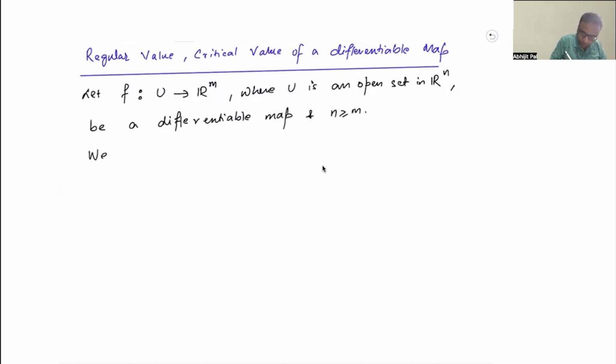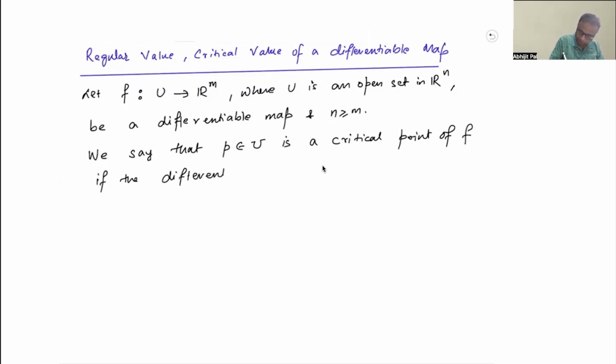So we say that a point p belonging to U is a critical point of F if the differential of this map F at the point p, which is defined from Rn to Rm, is not a surjective map.